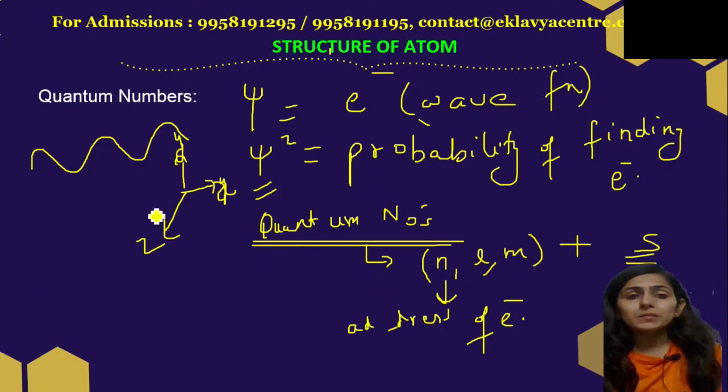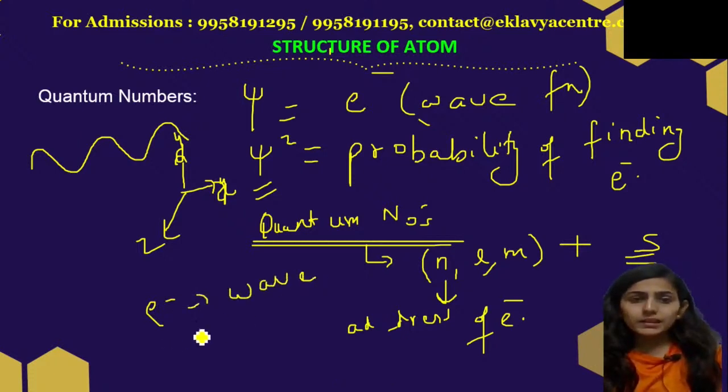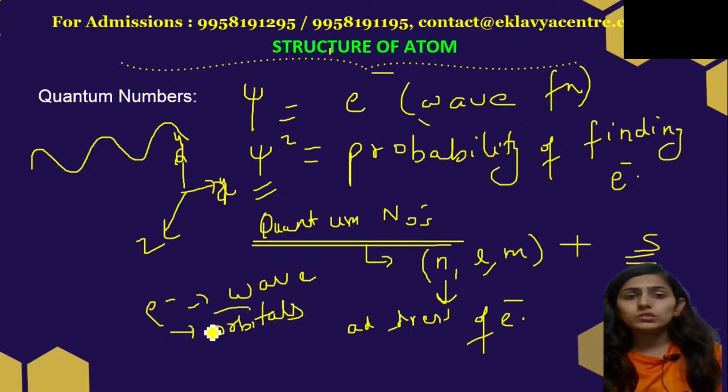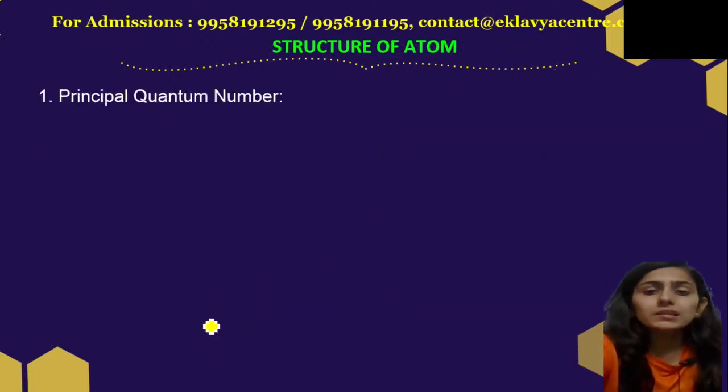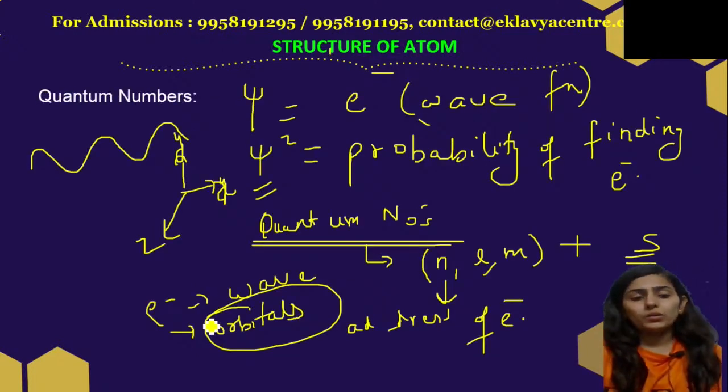He considered the nature of the electron as a wave, and we have to find the position of the electron inside the orbitals, right? And psi square tells us the probability of finding the electron.